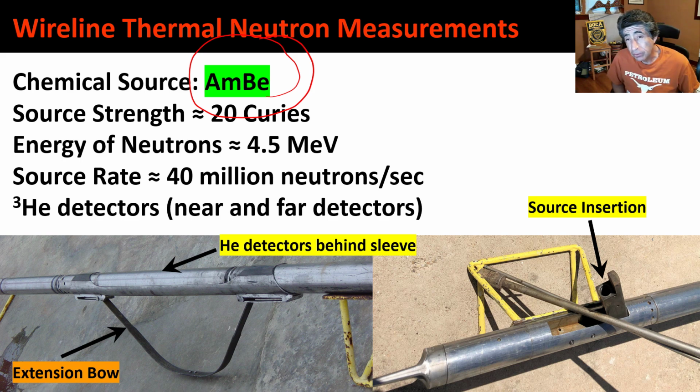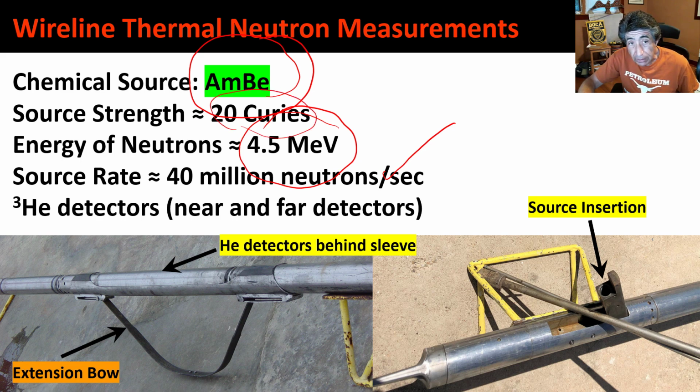And there are different ways of releasing those neutrons. One is a chemical way, which is a source made of americium and beryllium. There's another way, I'm going to talk about that later. But the energy of these neutrons that are released by this chemical source is 4.5 mega electron volts. At that rate, there's a release of 40 million neutrons per second. How about that? And the strength is 20 curies.